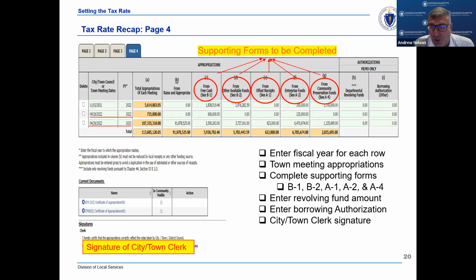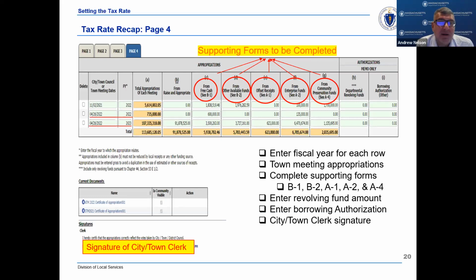So each column has got a special purpose for it. The first column is the date, and then you've got the financial year that it is affiliated with. Column A is the total appropriations from that meeting. That's going to sum up in Gateway. It's going to take all the columns across and add them up. Column B is what's coming from raise and appropriate. This is what you're going to get from taxation.